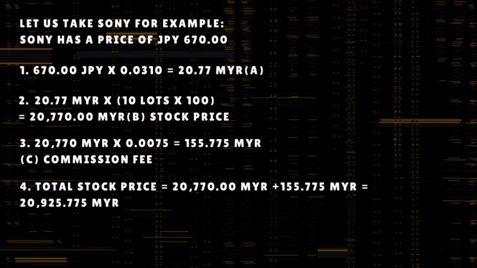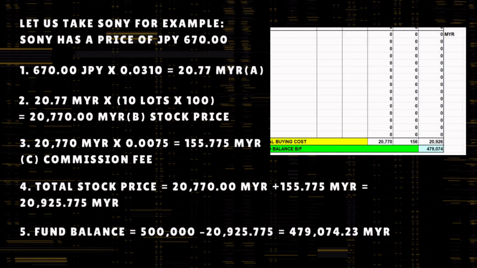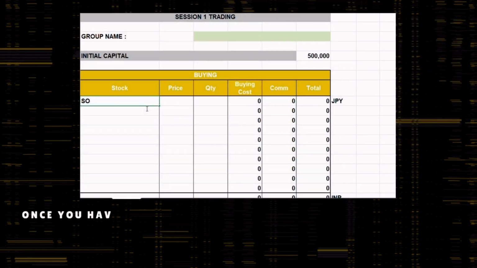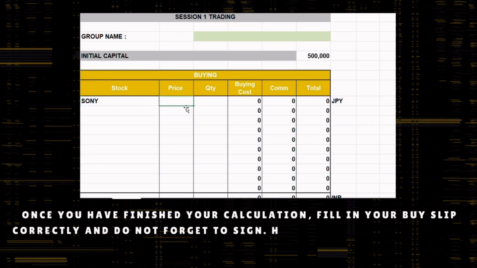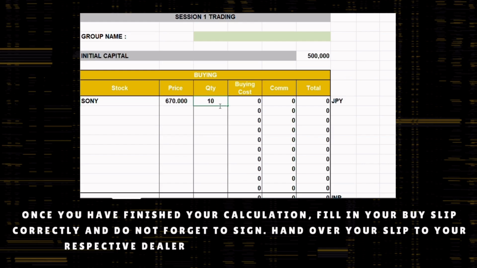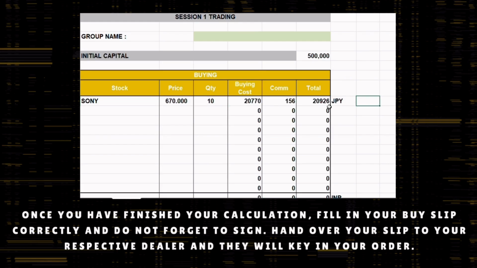Number 5, fund balance equals 500,000 minus 20,925.775 equals 479,074.23 Malaysian ringgit. Once you have finished your calculation, fill in your buy slip correctly and do not forget to sign. Hand over your slip to your respective dealer, and they will key in your order.